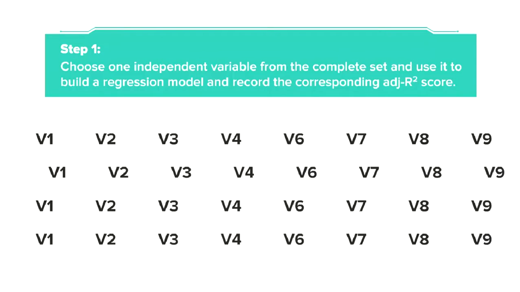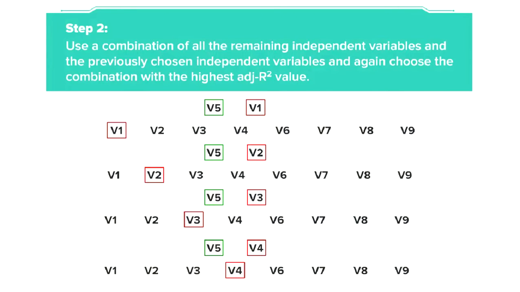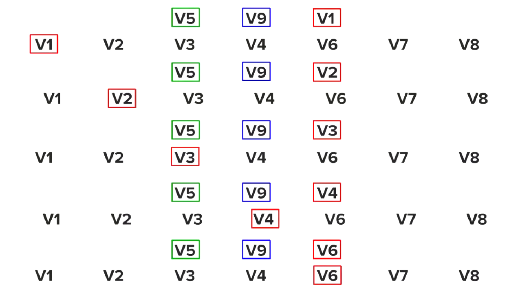In step 1, we simply choose one independent variable from the complete set and use it to build a regression model and record the corresponding adjusted R² score. Suppose V5 yields the maximum adjusted R² score. As a result, it will now be the first independent variable of our final model. In the second step, we will again build a linear regression model, but this time it will be a combination of all the remaining independent variables and the previously chosen independent variable, and we again choose the combination with the highest adjusted R² value. Now consider that V9 is the new variable that has been chosen in the second iteration.